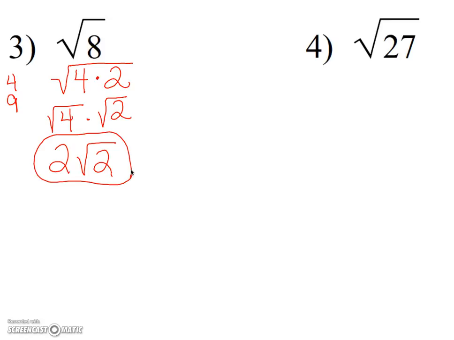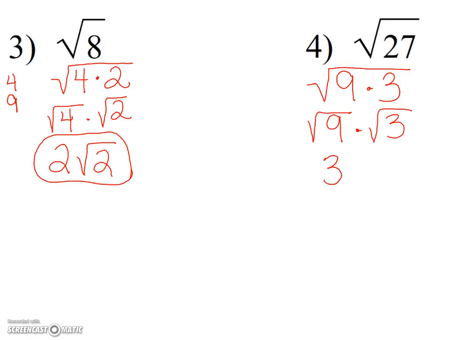27, can't use 4, but we can use 9. So we rename 27 as the square root of 9 times 3. Square root of 9 times the square root of 3. Square root of 9 is 3. Square root of 3. And this may seem hard right now, but the more we practice with it, the easier it's going to get. But what's going to really help is making sure that you know your squares.